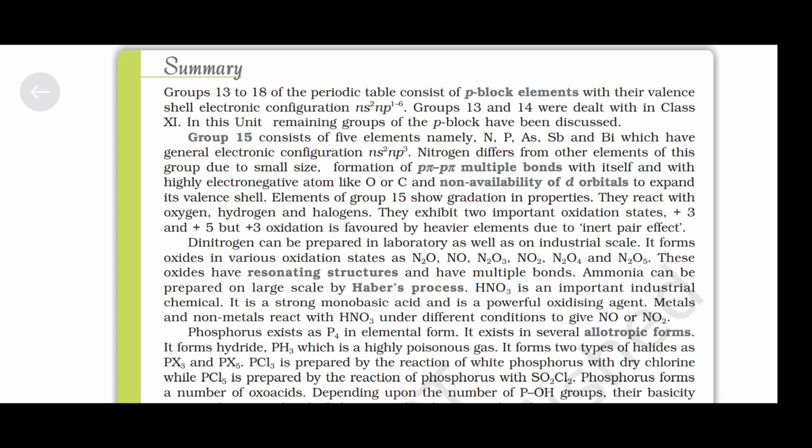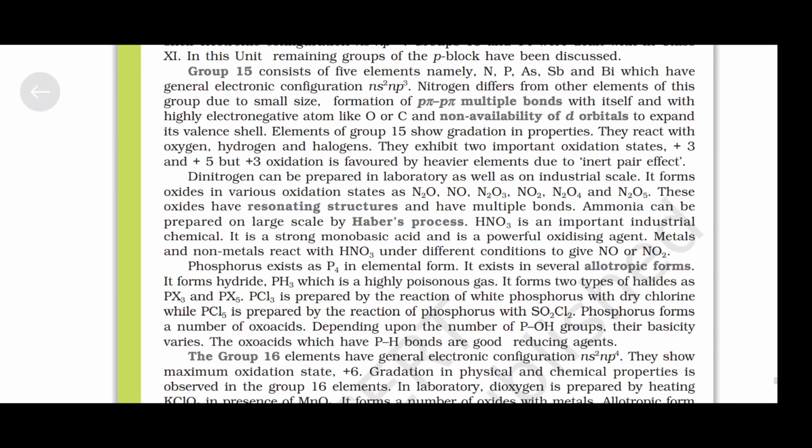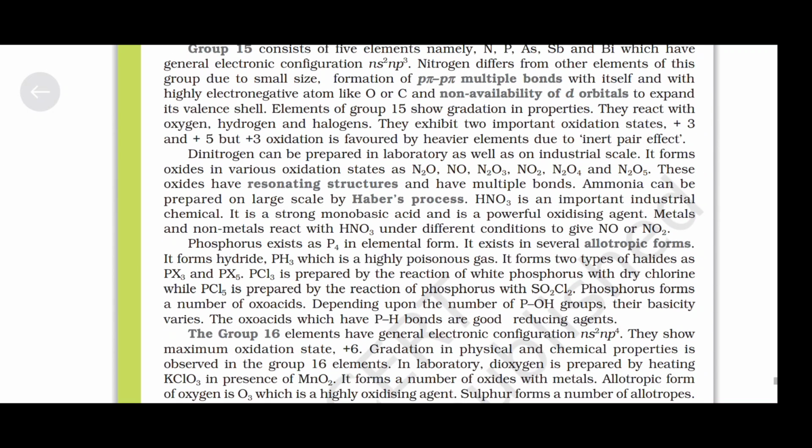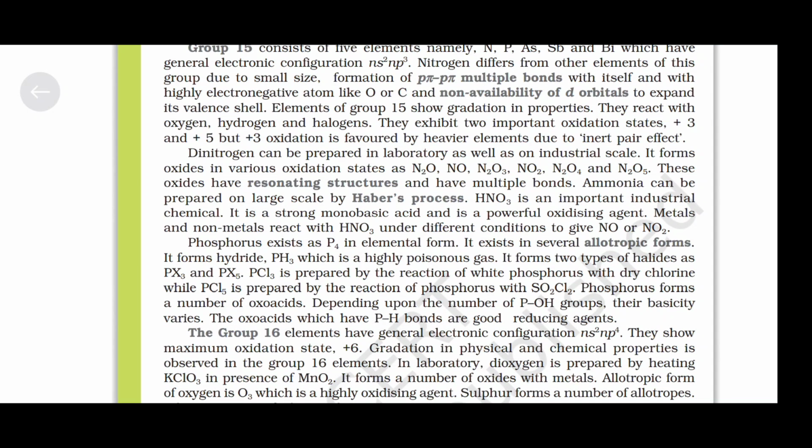Group 15 elements consist of 5 elements, namely nitrogen, phosphorus, arsenic, antimony, and bismuth, which have general electronic configuration ns2 np3. Nitrogen differs from other elements of this group due to small size, formation of p-pi multiple bond with itself and with high electronegative atom like oxygen or carbon, and non-availability of d orbitals to expand its valence shell.